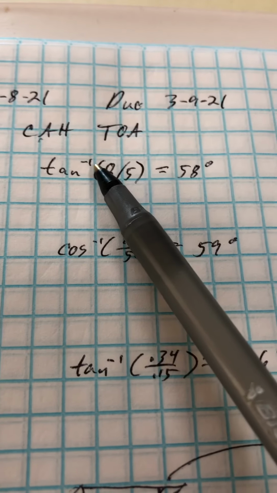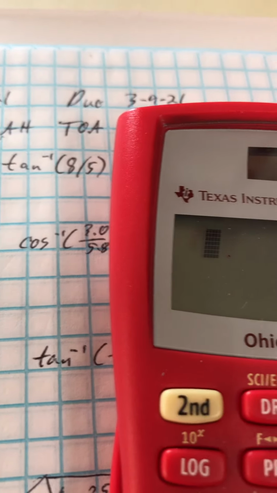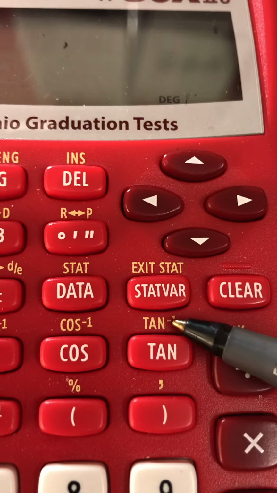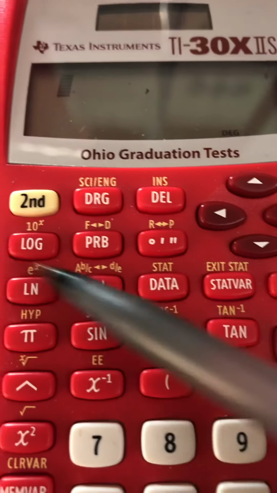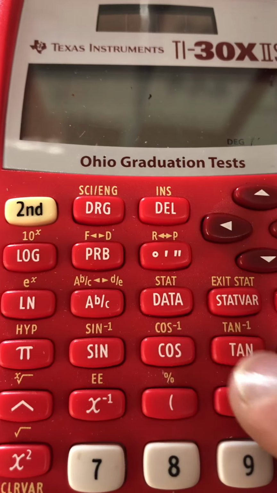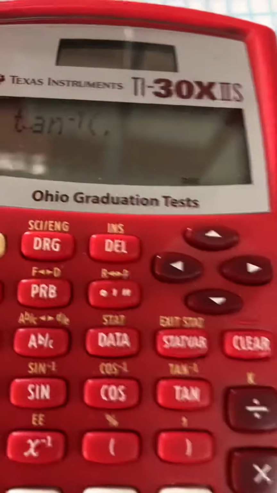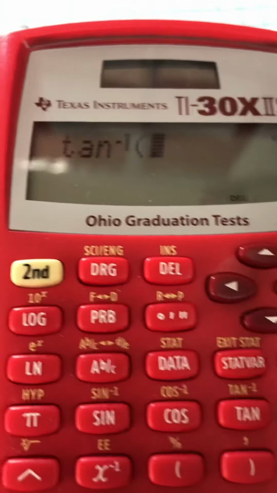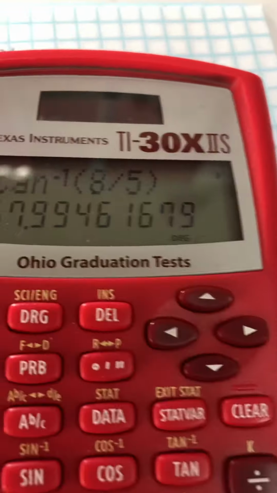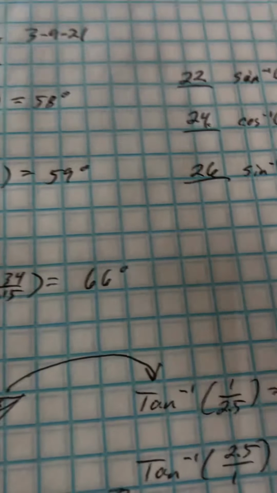So I use that tangent inverse function. You have to hit the second key, so you hit second, and I hit it twice. It should pop up like that, and then I put my 8 divided by 5 in parentheses, and I hit enter, and it gives you the answer right there. So it's 57.9, or it would be 58.